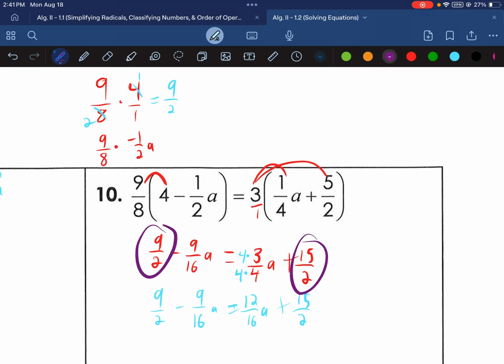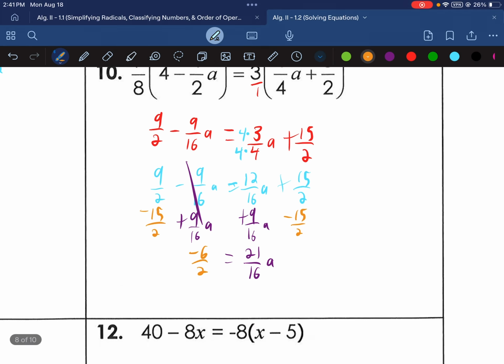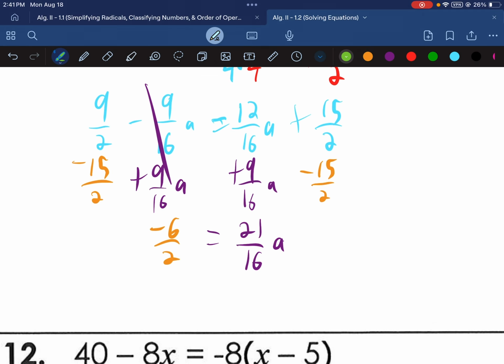I do want to note that I will also need to be moving these constants together, the halves, but because they already have the same denominator, I'm not bothering to change the denominator in this step because I don't need to. So now as I add 9 over 16 to both sides, or 9 over 16's a, I should say, I end up getting 21 over 16a. The right-hand side, as I subtract 15 over 2, I end up getting negative 6 over 2. Thankfully, I know negative 6 over 2 is just negative 3.